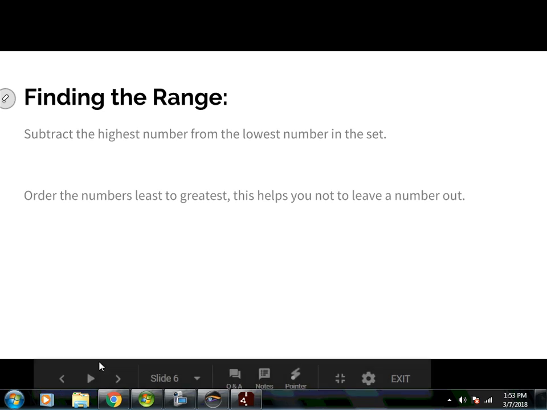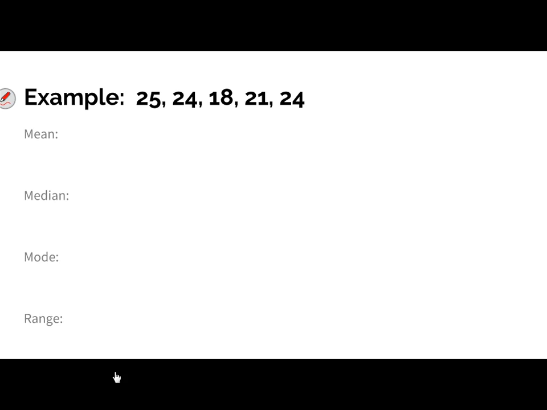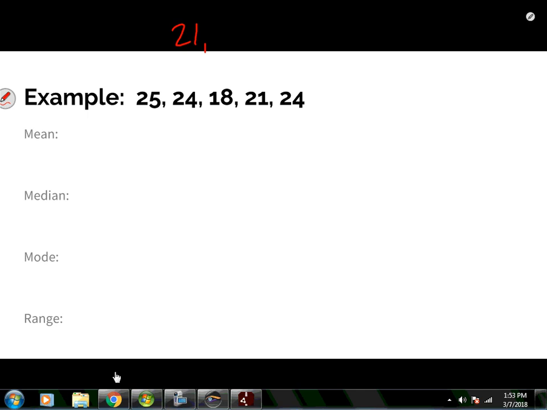Okay, let's do some examples. Let's look at this one. We've got 25, 24, 18, 21, and 24. Again, go ahead and list them in order from least to greatest. So 18, 21, 24, 24, and 25.